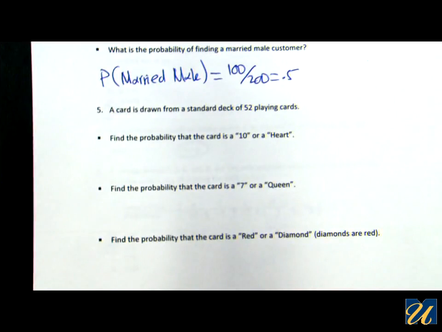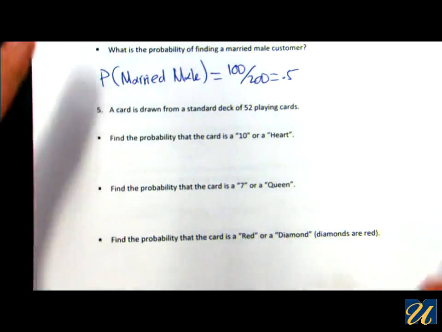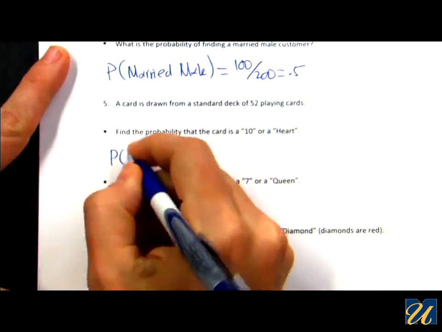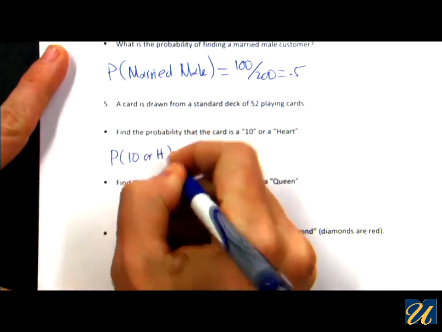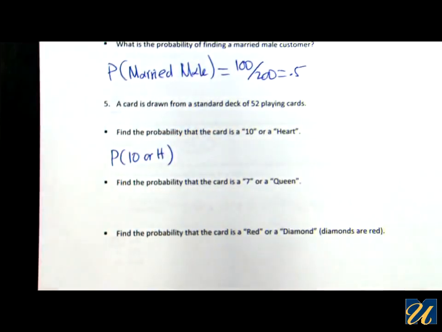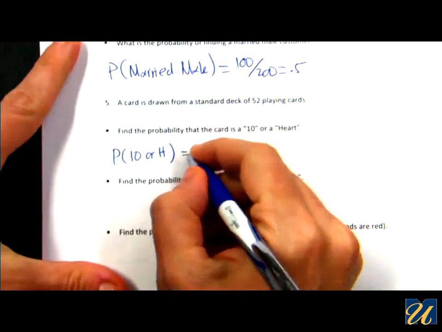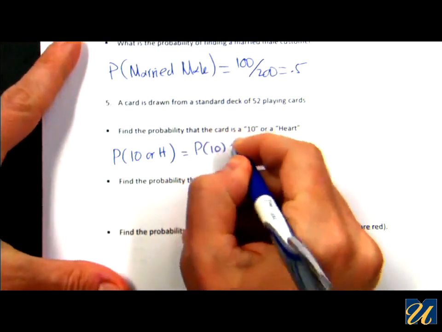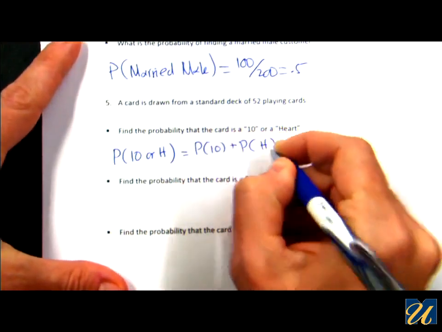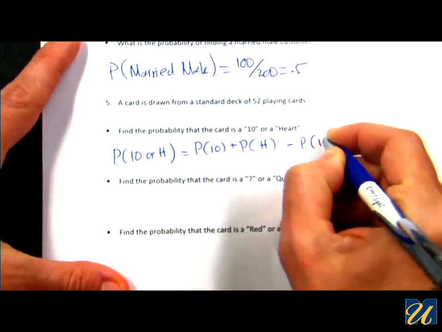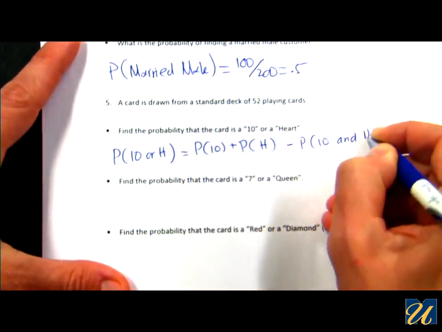A card is drawn from a standard deck of 52 playing cards. Find the probability that the card is a 10 or heart. These two events are not mutually exclusive. You can have a card with both characteristics. So this will be equal to the probability of selecting a 10 plus the probability of selecting a heart minus the probability of selecting a 10 and heart.